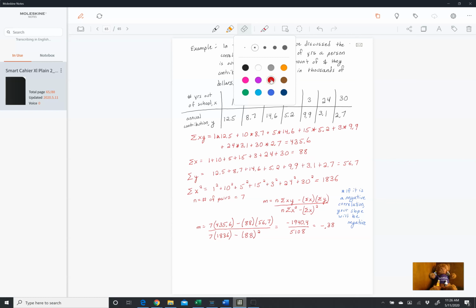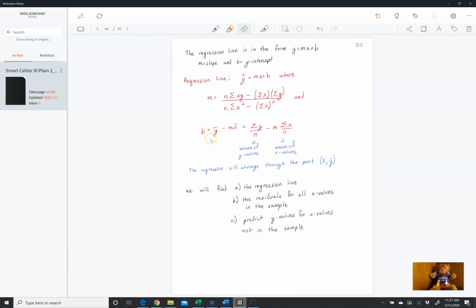So our b is the sum of y over n minus m times the sum of x over n. Okay, kind of makes sense. Let's go back to the previous page for a second. So we have b is equal to y bar minus mx bar. All we did is we said, okay, let's subtract mx from both sides, okay? So if we subtract mx from both sides, we get b, and we're using y bar and x bar.